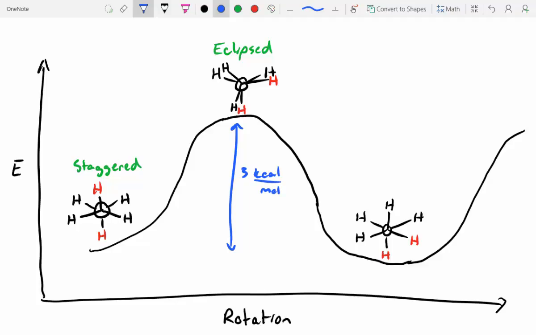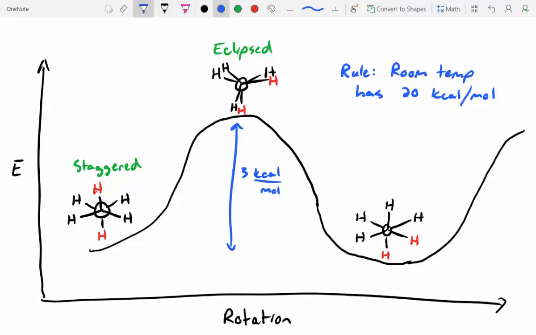My general rule of thumb is that we've got energy all around us as heat in the room, and that heat energy in the room is roughly equivalent to 20 kcals per mole. So this isn't much of a barrier at room temperature. This is going to spin around like a helicopter blade. It's going to be very, very fast.